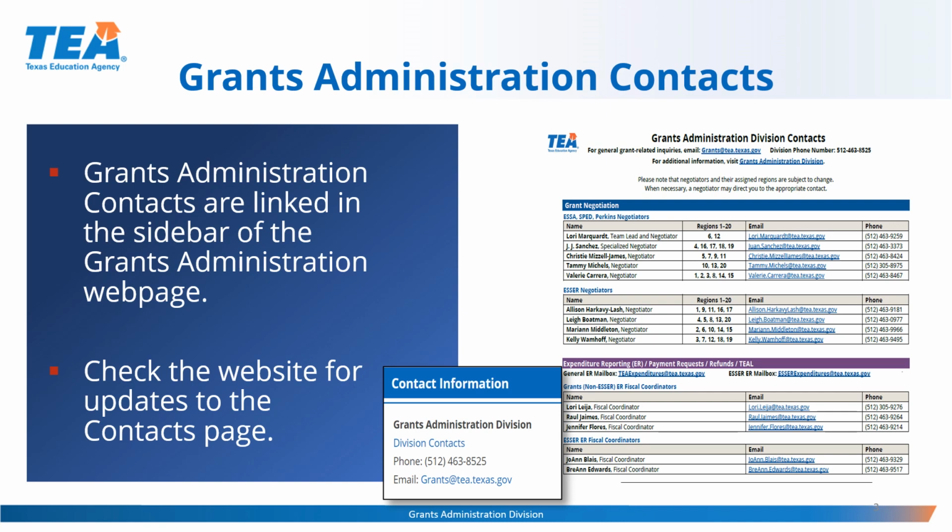I hope you found this brief tutorial helpful. However, if you still need assistance selecting the appropriate role, you can always reach out to your grant negotiator. Grants Administration contacts are linked in the sidebar of the Grants Administration website. Be sure to check the website for updates to the contacts page.